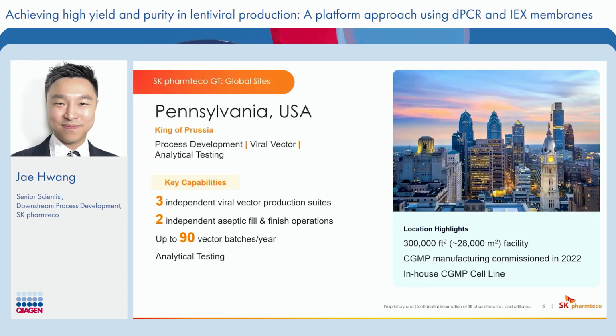Here's our gene therapy site in King of Prussia, Pennsylvania, located just outside of Philadelphia. This facility serves as a cornerstone of our viral vector capabilities, offering services that span from process development all the way through viral vector production and analytical testing. With our robust offerings, this site is well positioned to support and accelerate your viral vector programs.